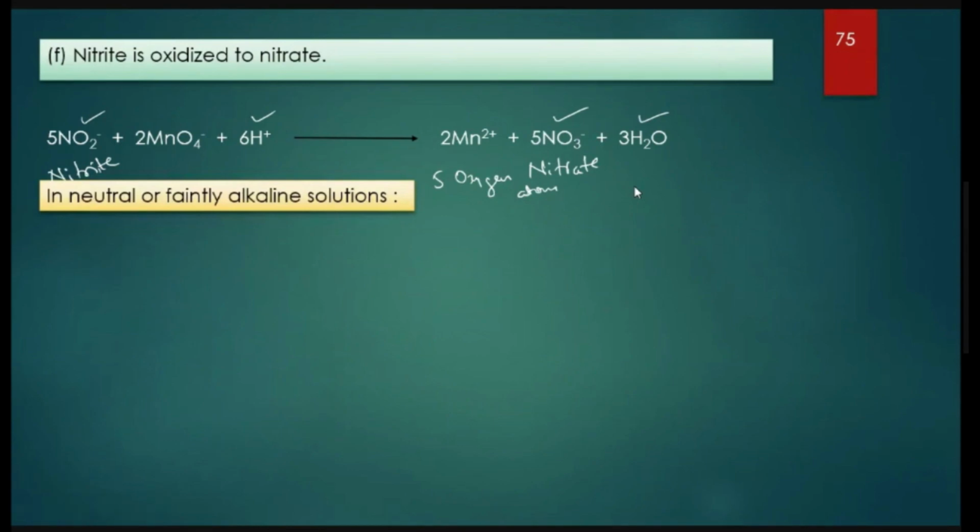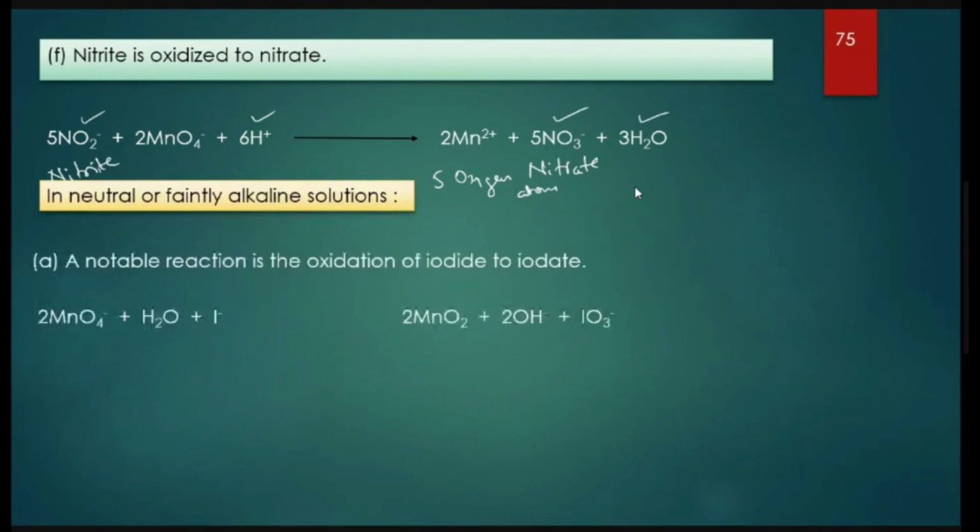In neutral or faintly alkaline solutions, how is it going to behave? Now here you can see a notable reaction is the oxidation of iodide to iodate. When potassium permanganate is made to react with iodide in the presence of water, it is going to form manganese dioxide along with hydroxyl ions and iodate. So there is an oxidation of iodide ion into iodate in the presence of potassium permanganate.